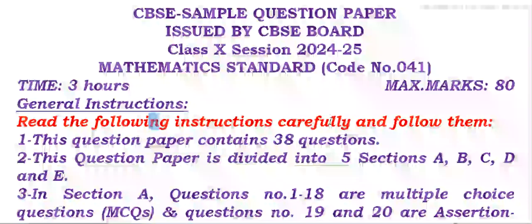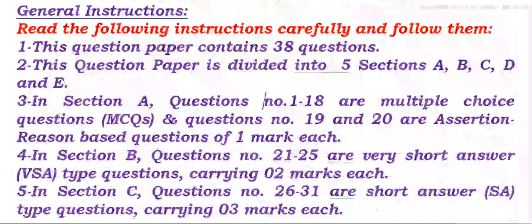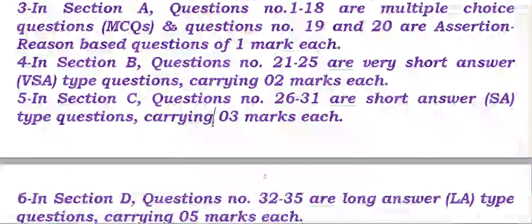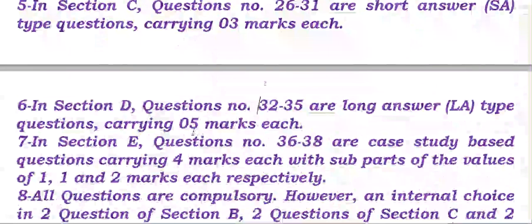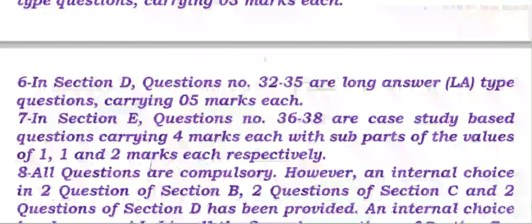The question paper has 38 questions. It has 5 sections: A, B, C, D, E. In Section A, 1 to 18 are MCQ questions, and 19, 20 are assertion-reason questions. Section B has 21 to 25, which are 5 questions of 2 marks each. 26 to 31 are 3 marks questions, which are short answer questions. Then 32 to 35 are long answer questions of 5 marks each. And 36 to 38 are case based questions of 4 marks each.